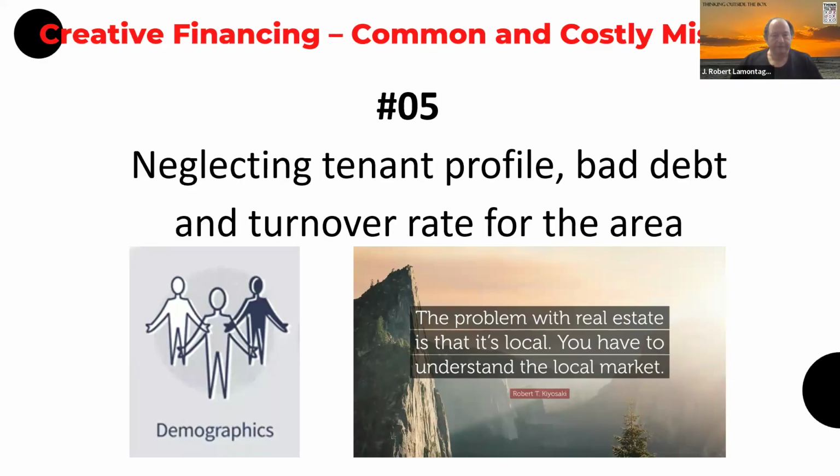Next, most investors neglect the tenant profile in the area that they're looking to invest. They don't account for the fact that some tenants are going to stop paying rent, and they ignore the turnover rate in the area of the city. All cities have different areas. You have higher income areas, you have working class areas, you have downtown, you have the suburbs. Each of these have different tenant profiles and different turnover rates.